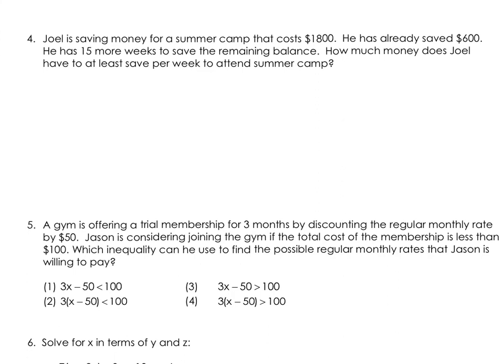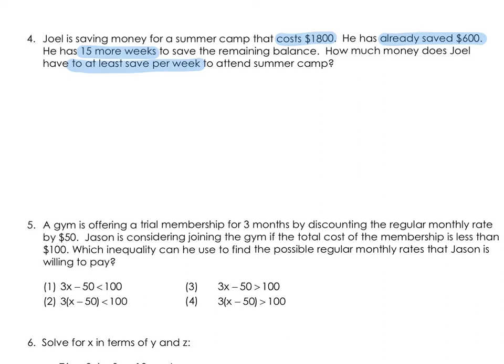This one says that Joel is saving money for a summer camp that costs $1,800. He has already saved $600. He has 15 more weeks to save the remaining balance. How much money does Joel have to at least save per week to attend summer camp?